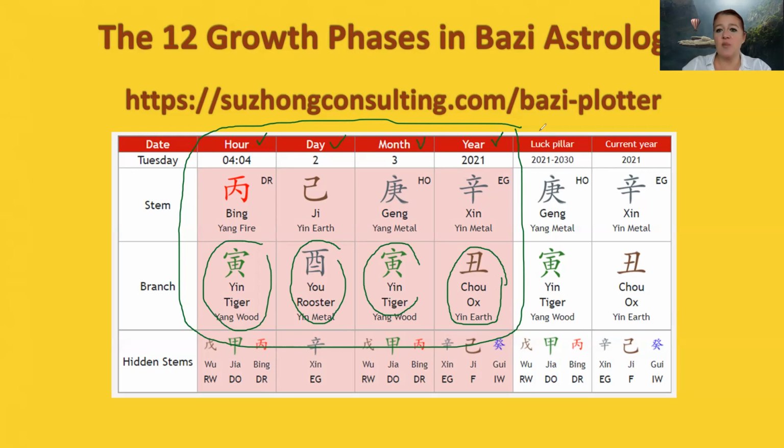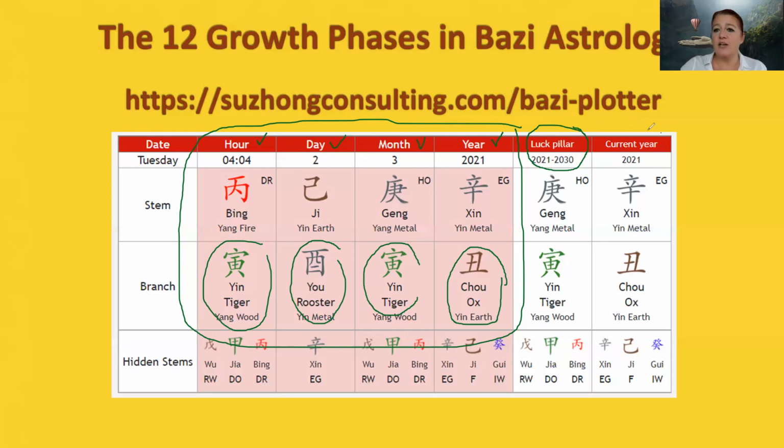Now, there's also this part here that is called the luck pillar. The luck pillar indicates the kind of time frame you're currently in, the energies that you are going through within a 10-year time frame. For this particular person, this 10-year time frame goes from 2021 to 2030. It is not the same for everyone. So depending on when you are born, this could be a completely different time frame currently. Maybe you are currently going through a luck pillar that goes from, I don't know, 2016 to 2025, for example. So it can be completely different. It doesn't have to be this particular time frame.